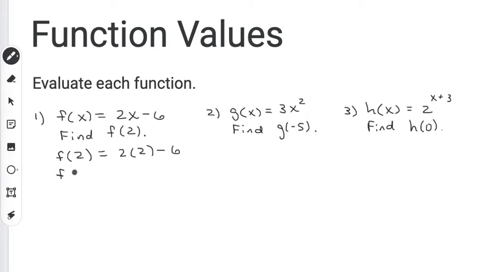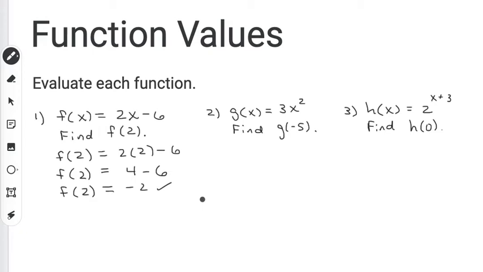If I keep on going, I notice that I have 2 times 2. I know that 2 times 2 is equal to 4, and then I bring down the minus 6. The last thing to do is to subtract. I have 4 minus 6, which is negative 2. So that's going to be my answer. All I'm doing is taking the function that I'm given, replacing the variable with a number, and then evaluating that function at that number.